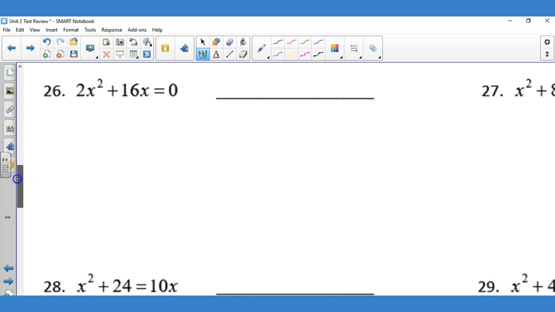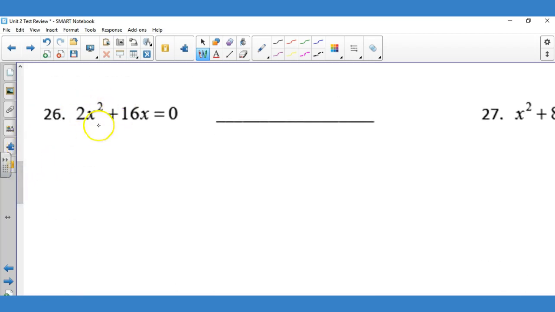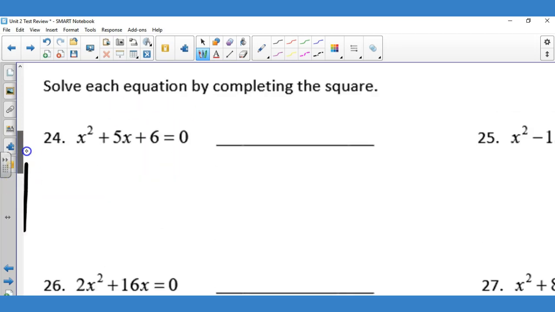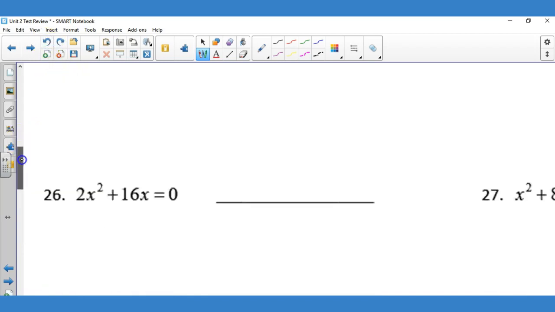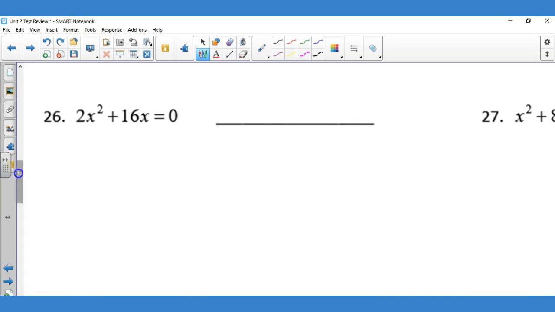Alright, for 26, this one for completing the square, I want you to notice there's no constant. You know, ax squared plus bx plus c, there's no c. So there's nothing to move. Let me go up here and show you. See the c, the constant? We will move the constant, so there's nothing to move. So this one, guys, we're going to address this term right here.